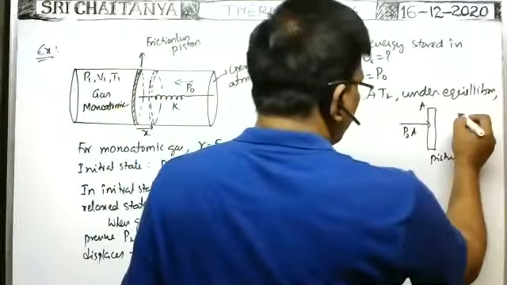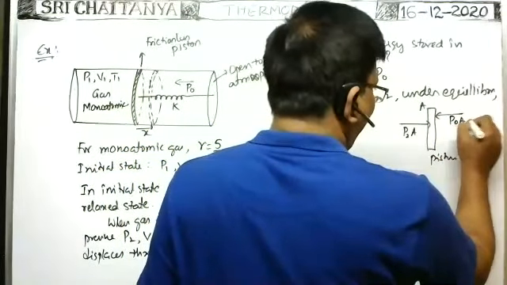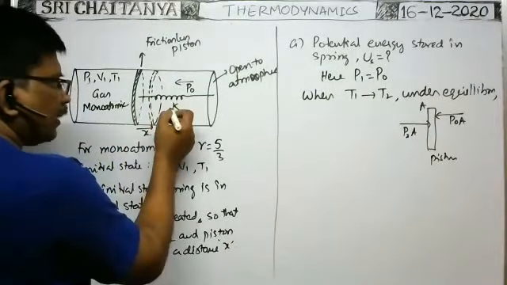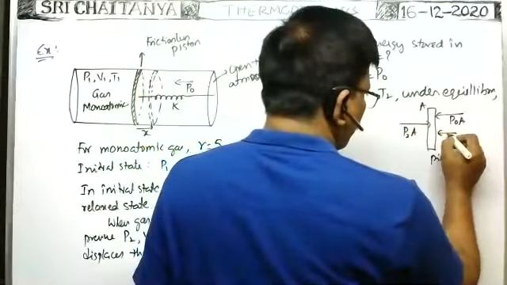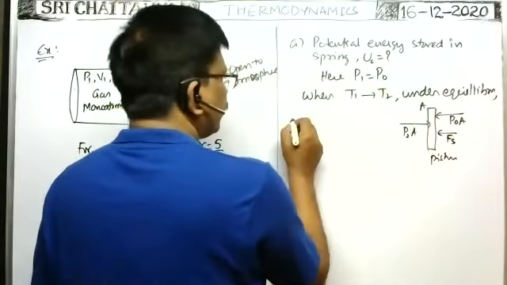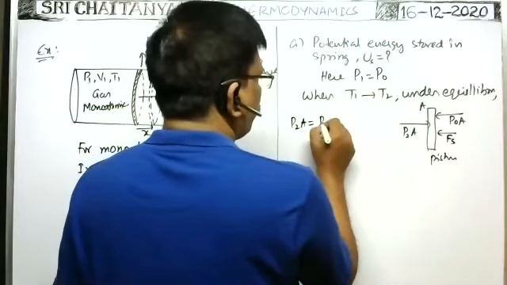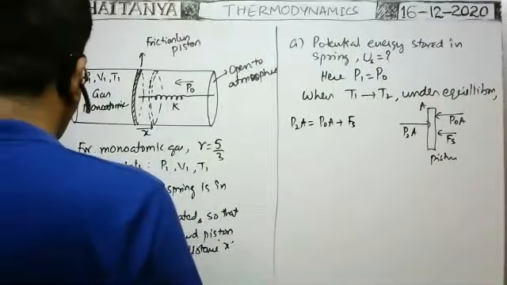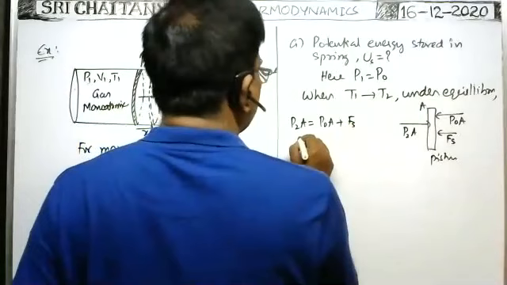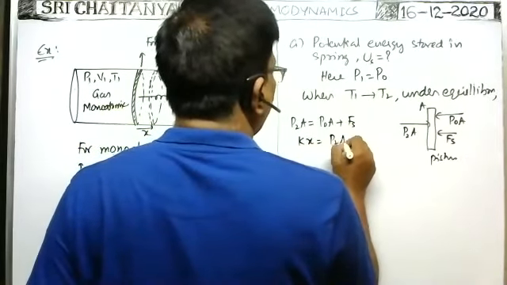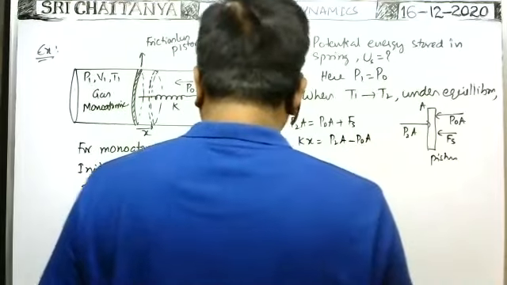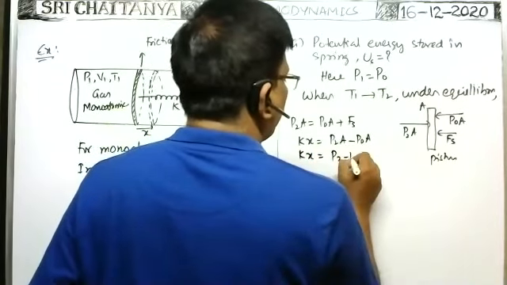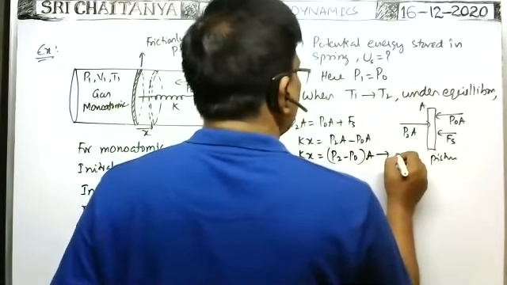At the same time, the force due to atmosphere pressure, P0A, acts on the piston inwards. As the spring is compressed, the spring force also acts on the piston inwards. Under equilibrium, definitely P2A is equal to P0A plus Fs. Therefore Fs, which is K into x, is equal to P2A minus P0A. So Kx is equal to (P2 minus P0) into A. This is equation 1.